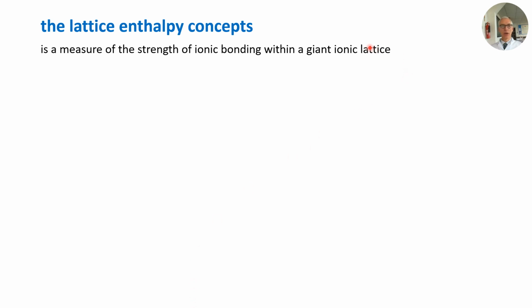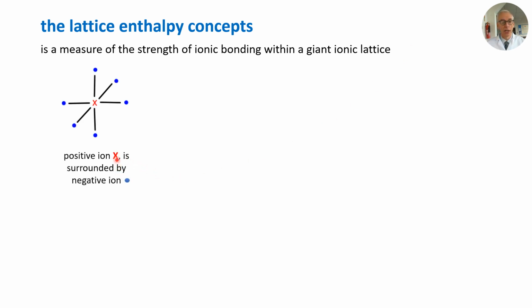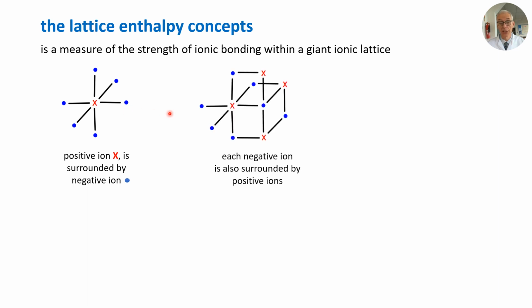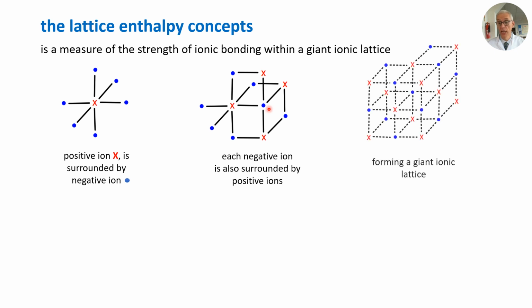So let's think about the general idea of lattice enthalpy, which is or can be thought of as a measure of the strength of ionic bonding within a giant ionic lattice. So a quick review of year 12 chemistry here. In an ionic compound, we have positive ions surrounded by negative ions in all directions. And similarly, each negative ion is surrounded by positive ions in all directions. And we keep building up that pattern so that we form a giant ionic lattice.